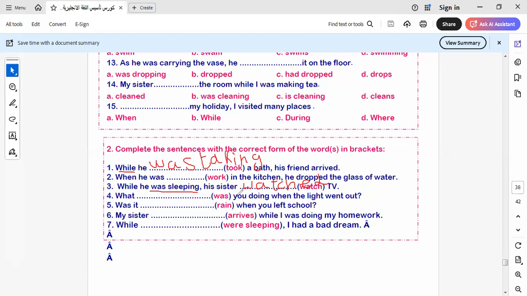Let's continue the rest of the exercise. What were you doing? So here not was, but were. What were you doing when the light went out? Why? Because with you you don't take was, you take were. It was raining when you left school. It was raining.